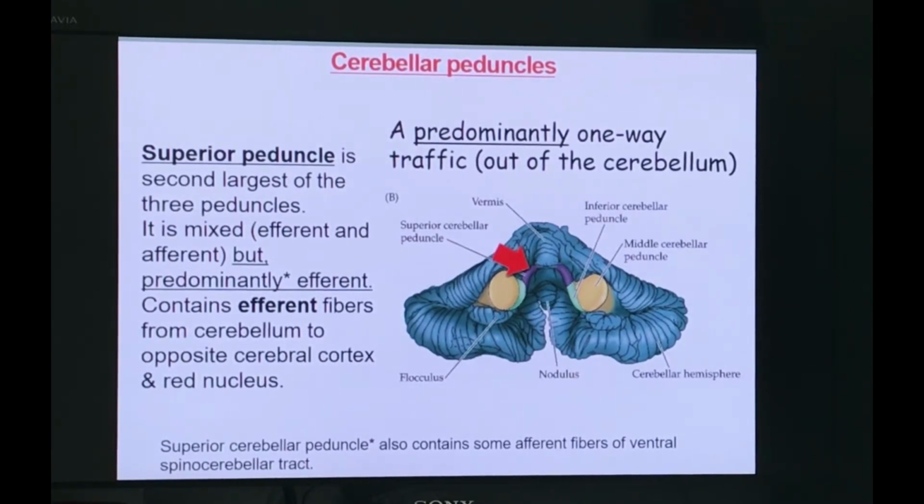The rest of the fibers which you see in the superior peduncle are mainly efferent fibers, which come from the cerebellum and go to the opposite cerebral cortex, and also go to the red nucleus, which is present in the midbrain.